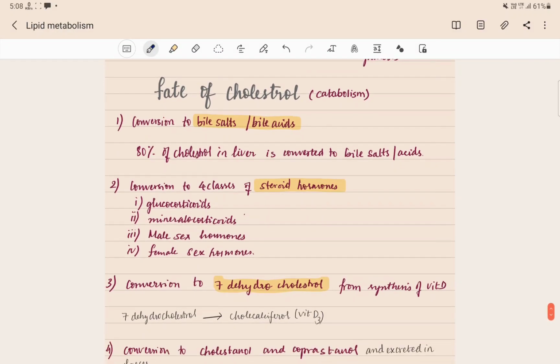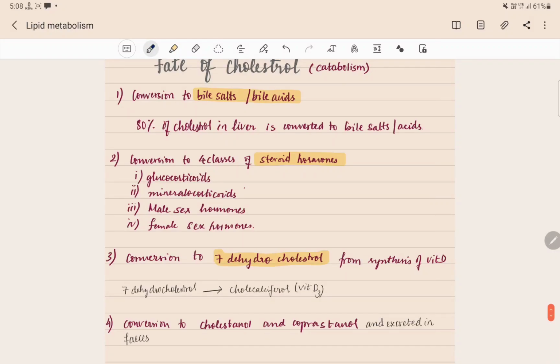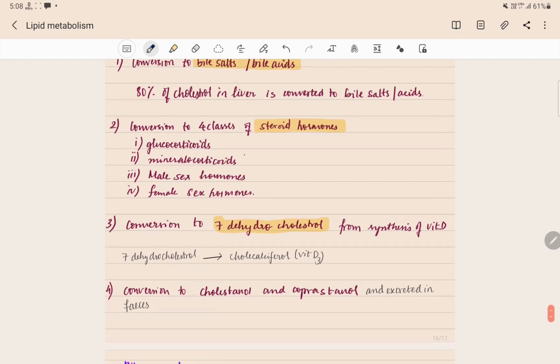So what happens to this cholesterol? Mainly catabolism. Cholesterol can be broken down to bile salts or bile acids. 80% of cholesterol in the liver is converted to bile salts or bile acids. It's the same. That is one conversion. It is also converted to 4 classes of steroid hormones. We know the steroid hormones are mineralocorticoids, glucocorticoids, and the sex hormones.